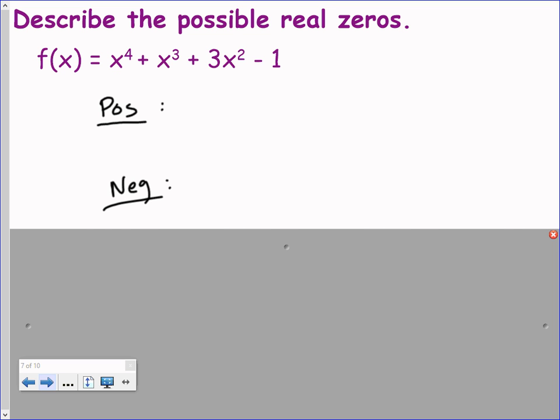Okay, first we're going to check for positive zeros. And when we check for the positive zeros, we're going to start with the original function f of x. And we're going to start at the very beginning, that's x to the 4th, which is positive. From x to the 4th to x cubed, is there a sign change? No. x cubed to plus 3x squared? No. 3x squared to negative 1? Sign change. So we have 1 positive real zero.